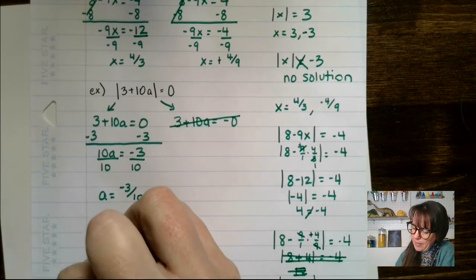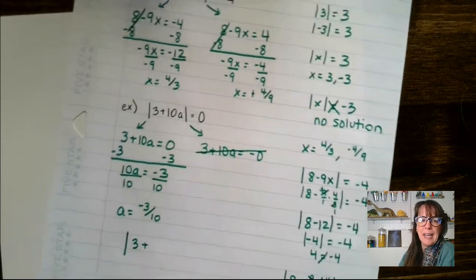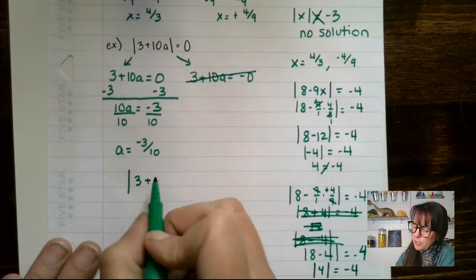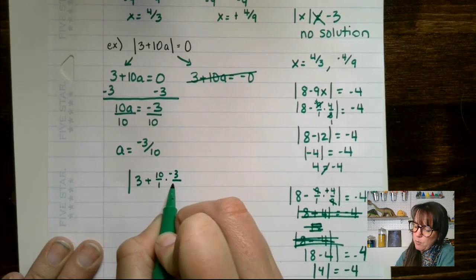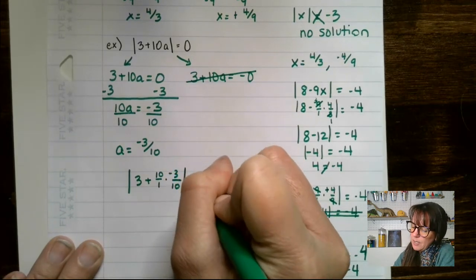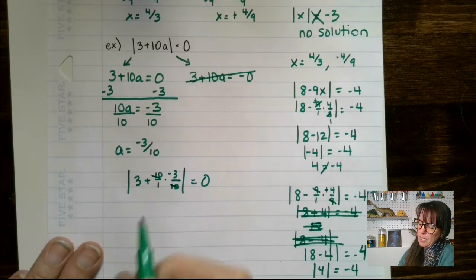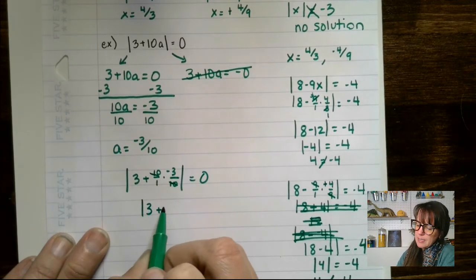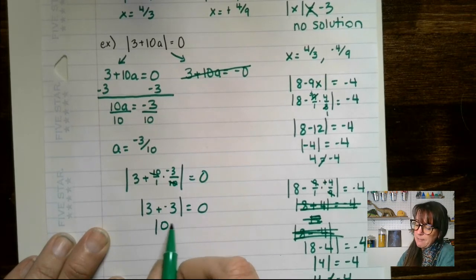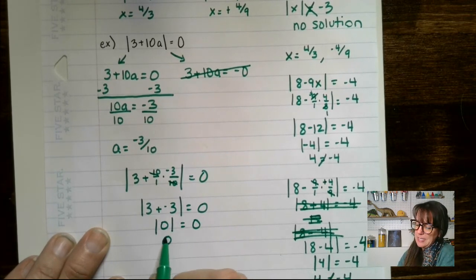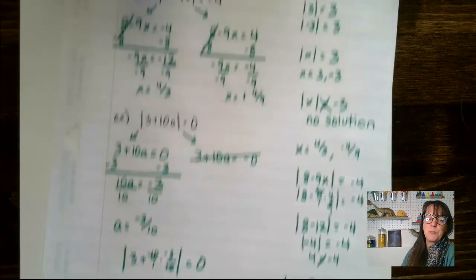Now let's go ahead and plug that back in just to double check. Absolute value of 3 plus 10 times a. Since I'm dealing with a fraction, I'm going to turn 10 into a fraction over 1 times negative 3 over 10. I won't mess up my negatives this time. Equals 0. Okay, let's cross cancel. Get rid of that 10. So now what I have is 3 plus negative 3 equals 0. 3 plus negative 3 is in fact 0, and the absolute value of 0 is 0 because 0 is 0 spots away from 0. So these are our two special circumstances.